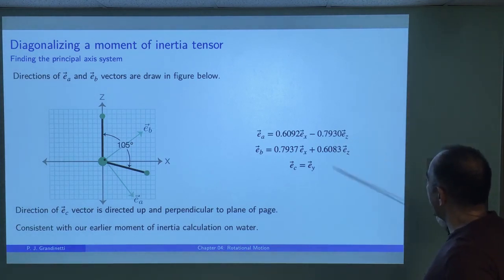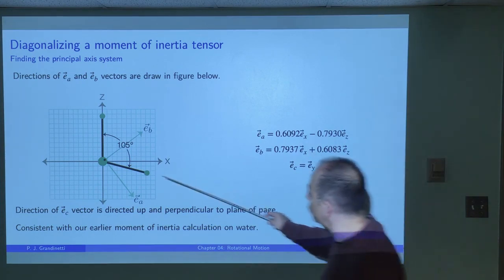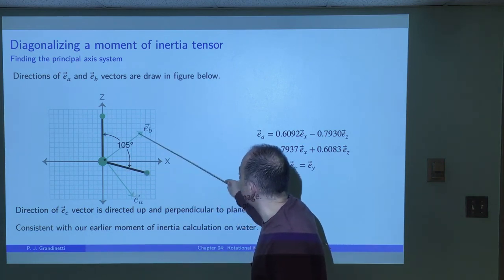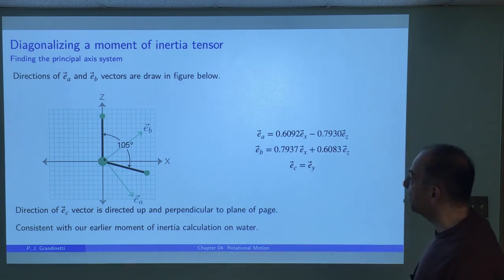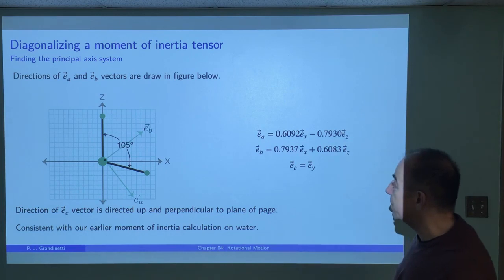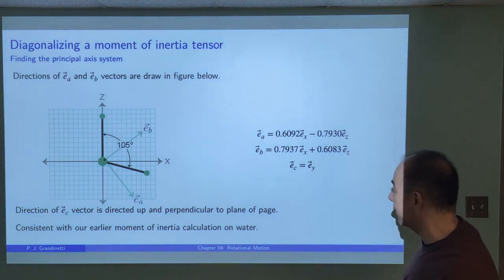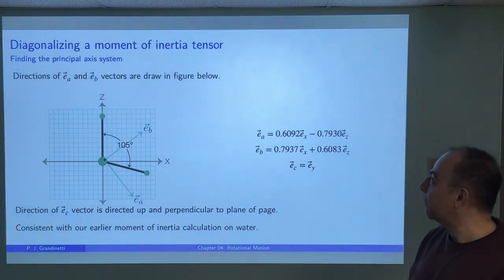We got these three equations for EA, EB, and EC, and I can actually use these equations to draw those unit vectors. So here I've drawn EA, here I've drawn EB, and again EC is coming out of the board along the y direction. And as you look at this, you can see that that is pretty much in agreement with what we had seen before when we drew it more cleverly at the beginning of the chapter. Okay, so that's it for this short video on how to diagonalize a moment of inertia tensor.